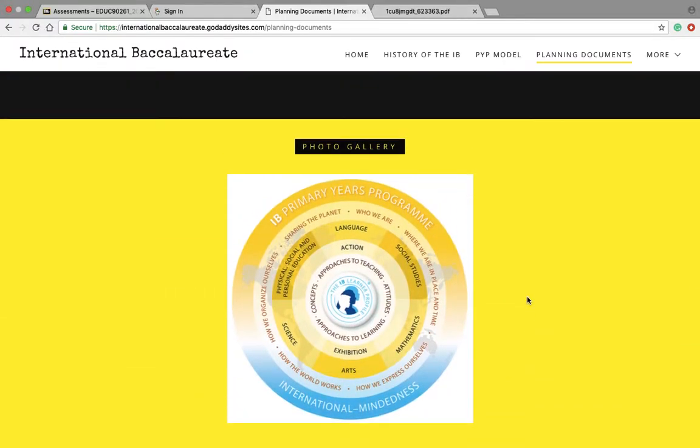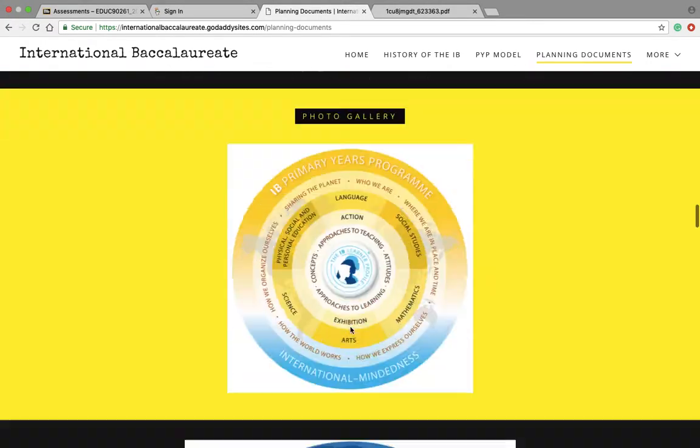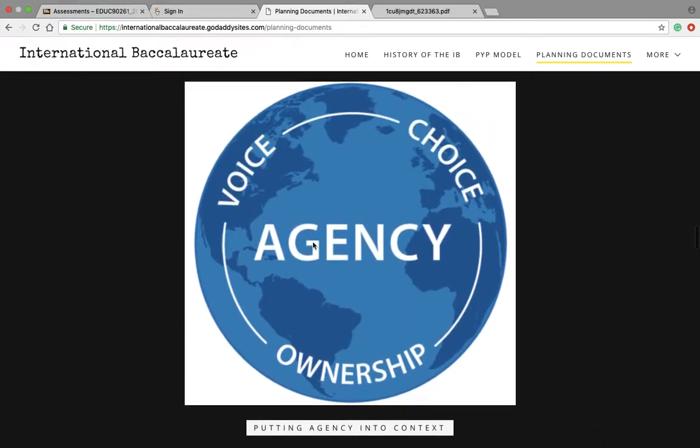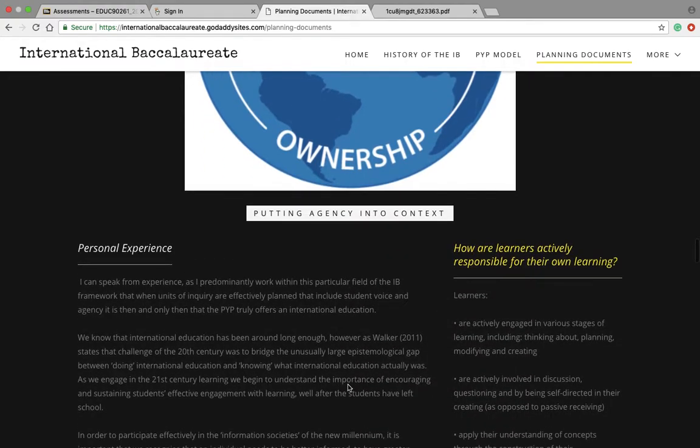The other notion of agency is driven through the learner profile, the attributes of the learner profile. If we take a look at this following image, agency is where we put agency into context. We must hear the children's voice, allow them to have choice, and allow them to take ownership over their learning.